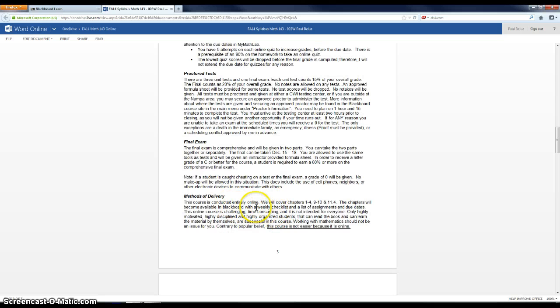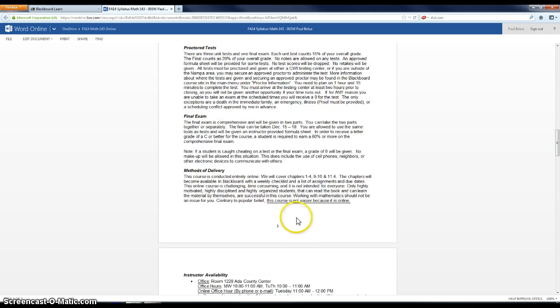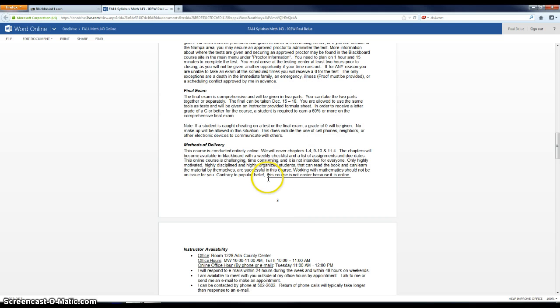This course is delivered entirely online. It requires that you be disciplined, that you get the assignments done every week, and that you learn the material on your own through videos and reading the book. Because it is online does not mean it's necessarily easier. In many cases, it's harder because you have to learn the material on your own.